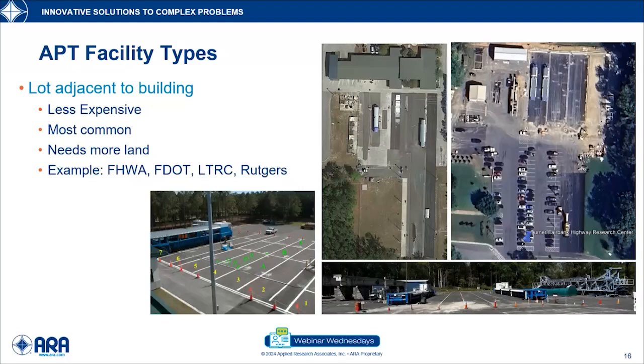One of the most common APT facility types is a lot that is adjacent to a building. This is less expensive than the actual building that I just described before, but of course there's cost as well in building these types of facilities. It's the most common use and requires more land. That's one of the limitations, because you want to make sure that construction equipment can go in and out and be able to create, as close as possible, the real conditions that will be experienced on the field.